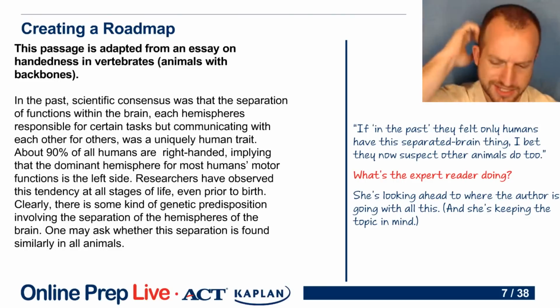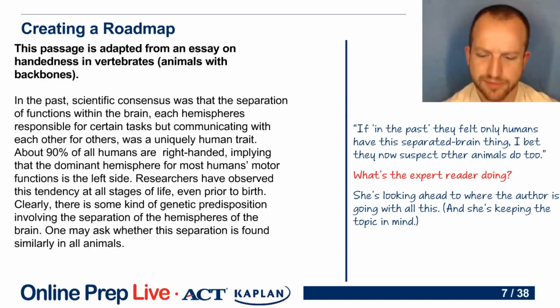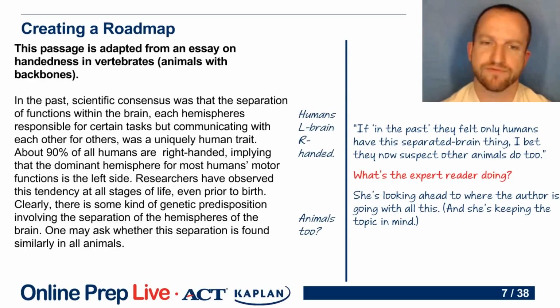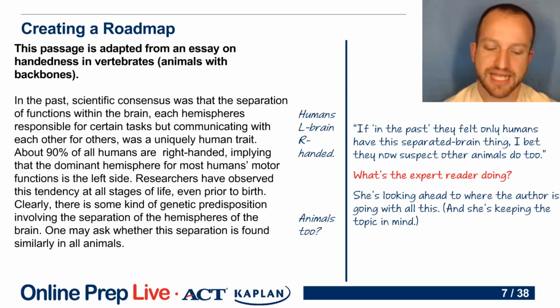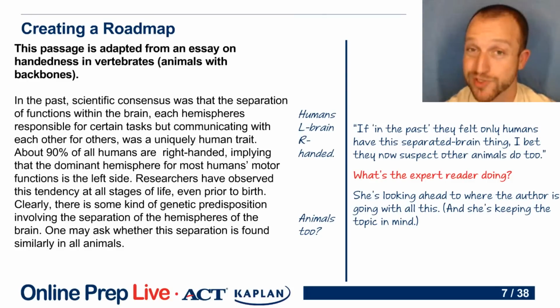So for right now, the first paragraph has a little bit about left brain versus right-handed, right? How left brain actually makes right-handed people. And then there's this little bit of a rhetorical question here at the end. Animals too, maybe? Like, can we do this in other animals? At this point, what do you think paragraph 2 is probably going to be all about?